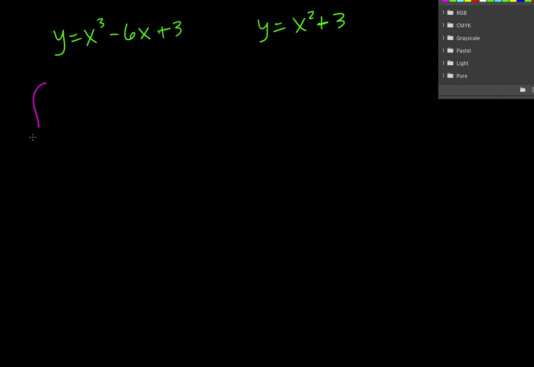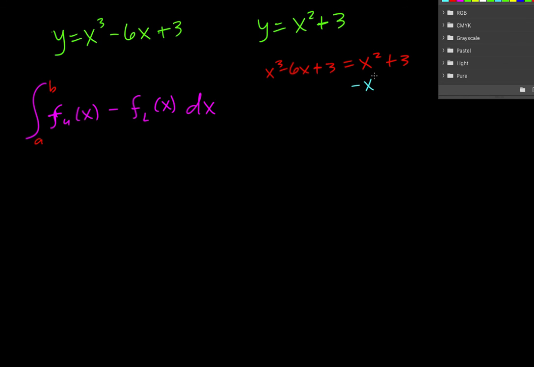Okay, so once again, we need to find f upper minus f lower. And when we're doing that, we set those equal to each other to find these limits of integration from a to b. So I'm going to say x cubed minus 6x plus 3 equals x squared plus 3. We get all of this on the same side.